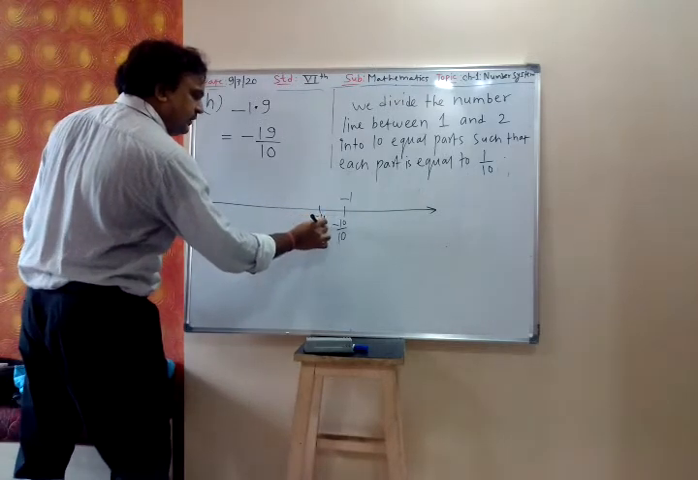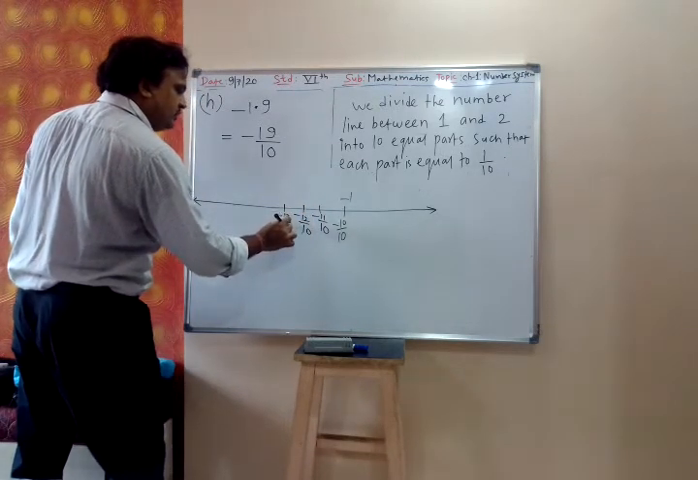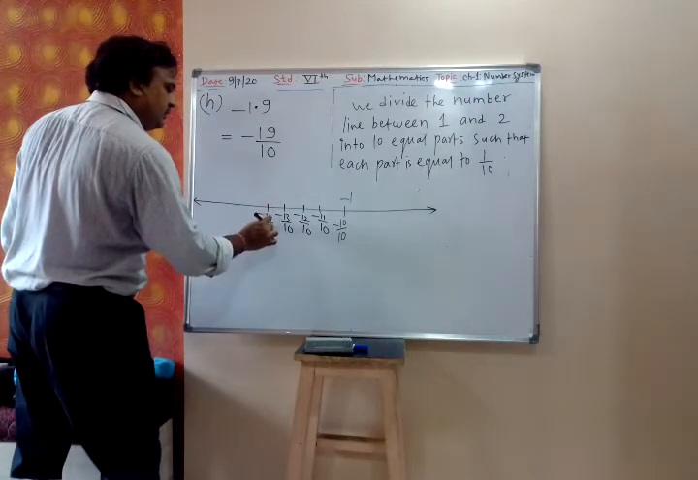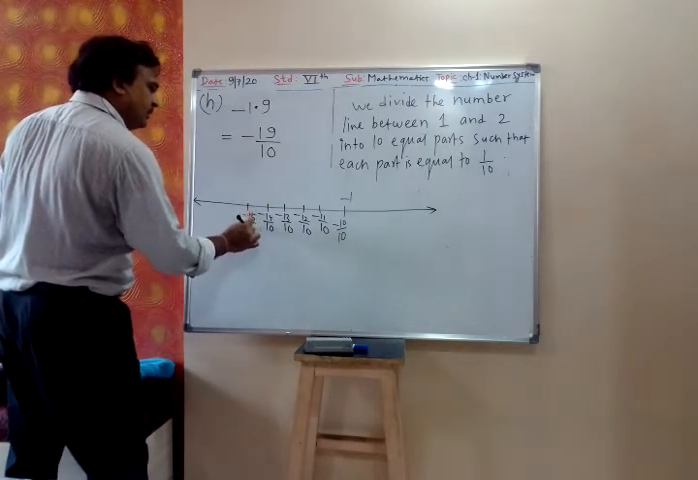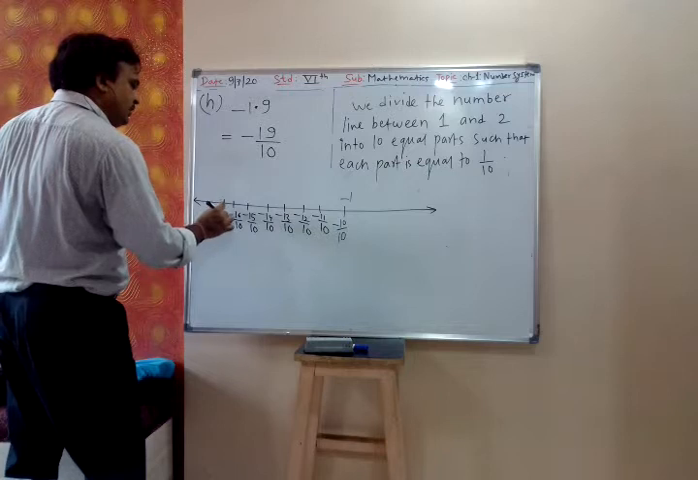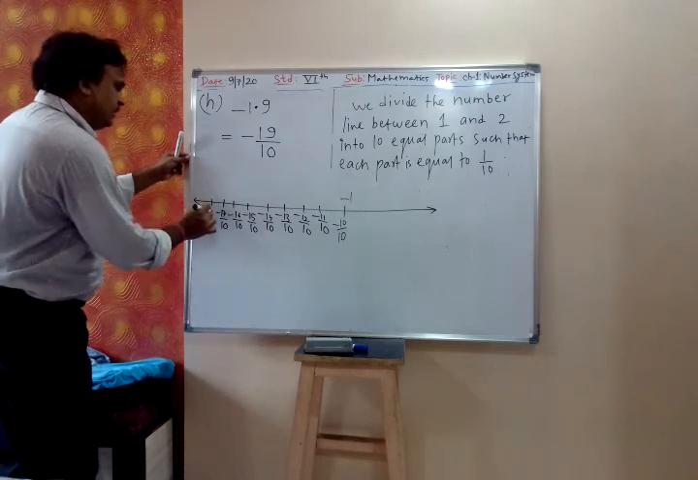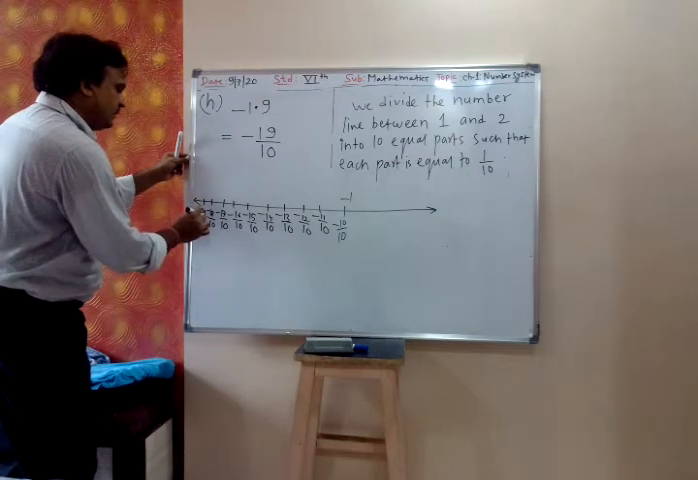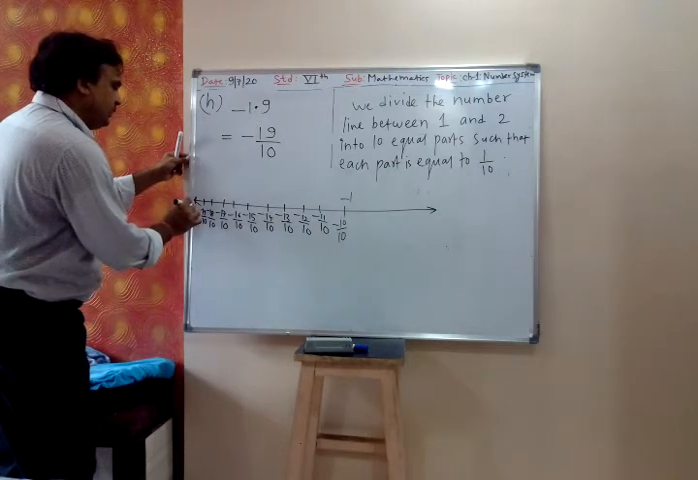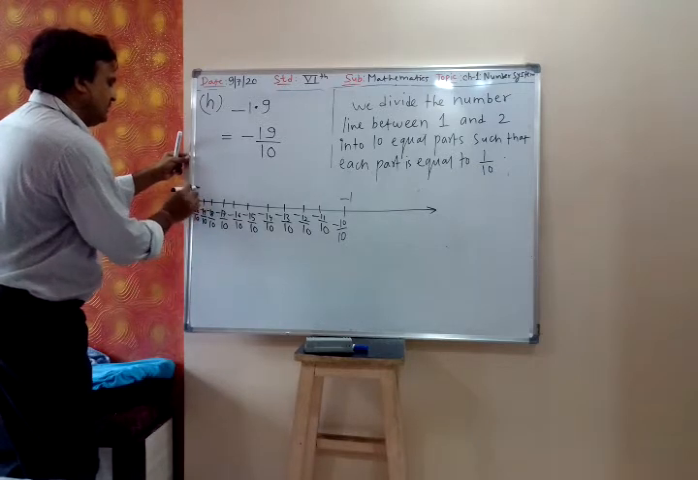Then minus 11 upon 10, minus 12 upon 10, minus 13 upon 10, minus 14 upon 10, minus 15 upon 10, minus 16 upon 10, minus 17 upon 10, minus 18 upon 10, minus 19 upon 10, and last is minus 20 upon 10. This is my minus 2. Last is minus 2.